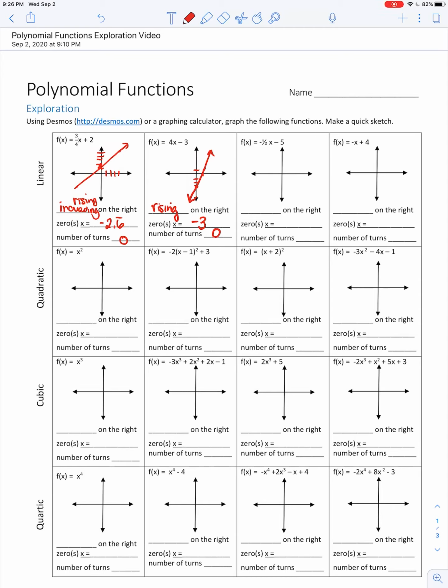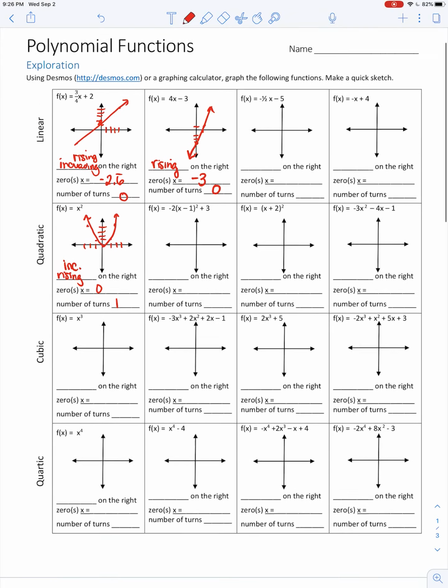So do yourself a favor, sketch these out, figure out what their graphs are going to look like, and some of them you know. F of x equals x squared. By now, we'd better be able to graph a parabola, quickly, accurately. It's rising on the right or increasing on the right. It has a 0 at 0, and it has 1 turn. So please take the time to actually work these through. Pause the video now, finish them off, and then start to look at the questions.